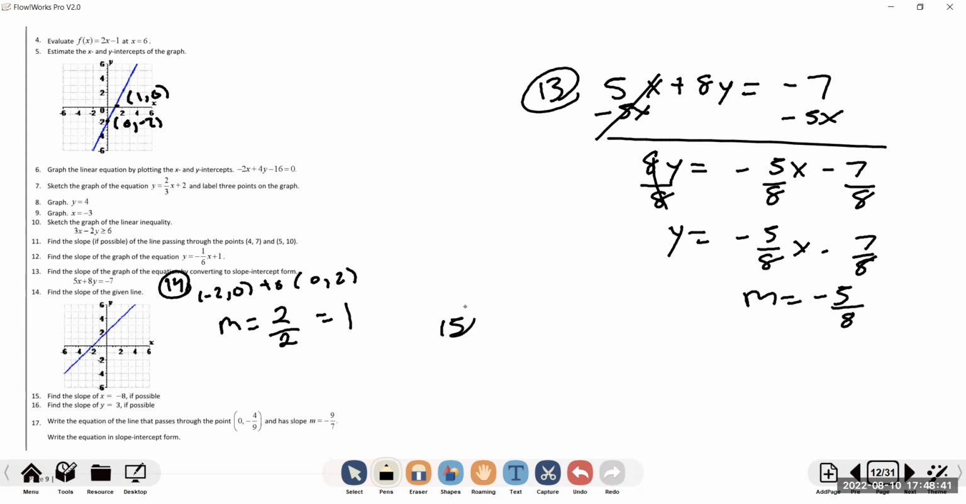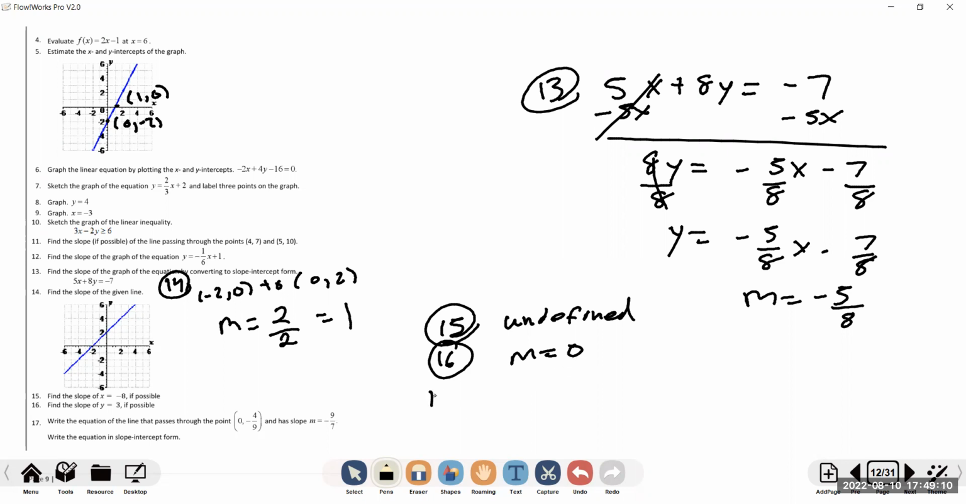Number 15 asks me to find the slope of x equals negative 8. Well, I can't because that's undefined. Vertical lines have undefined slope. But horizontal lines, like number 16, have a slope of 0. So I can't divide by 0. There's no change in x. That's an undefined number. That's why the slope for number 15 is undefined. But when the numerator of the fraction is 0, 0 divided by any non-zero number is 0.